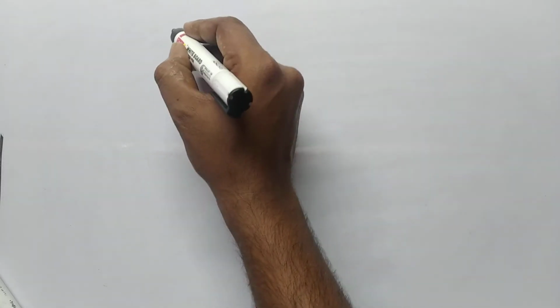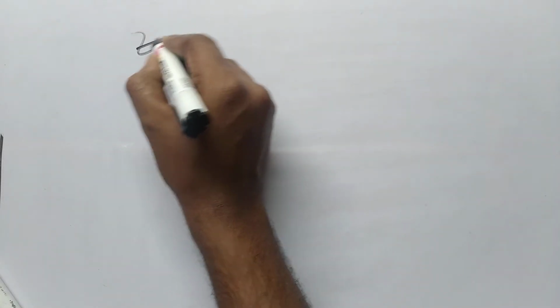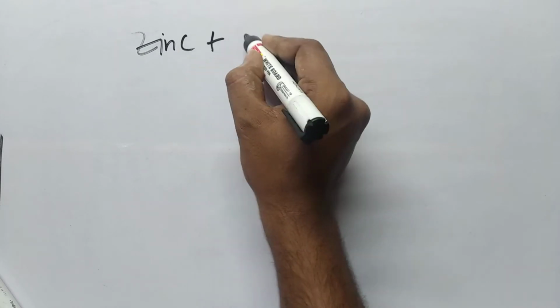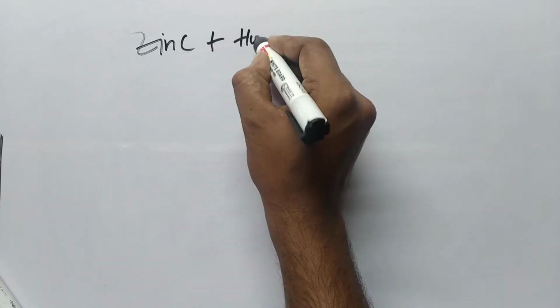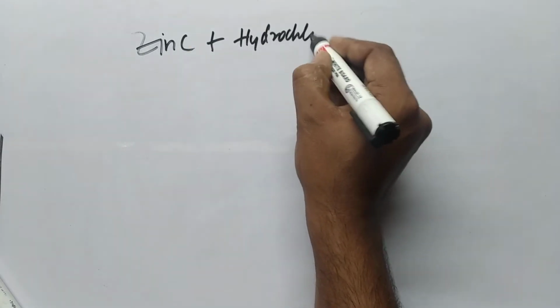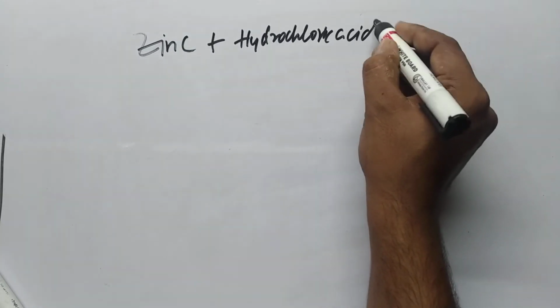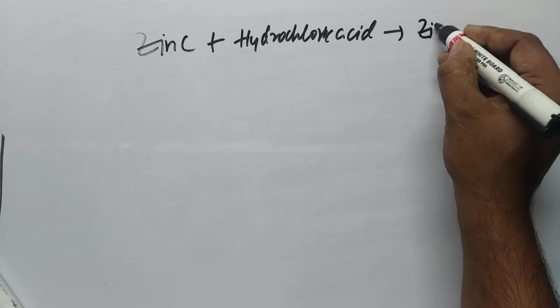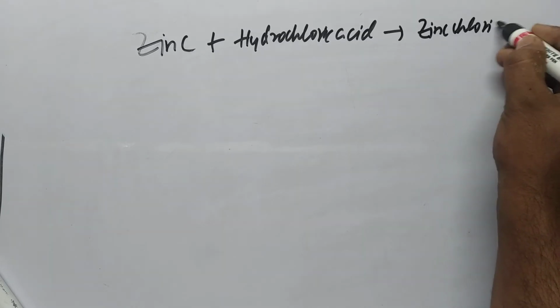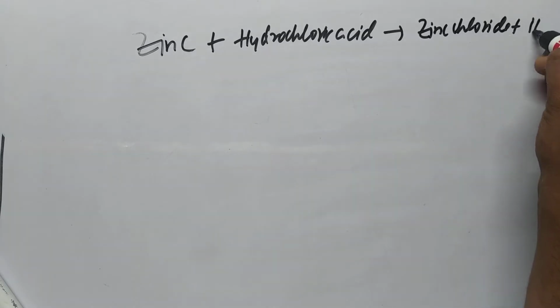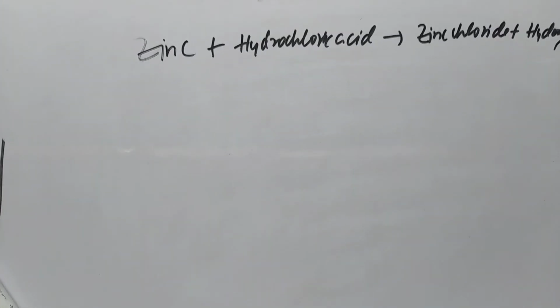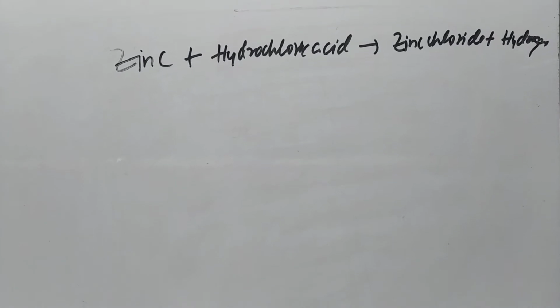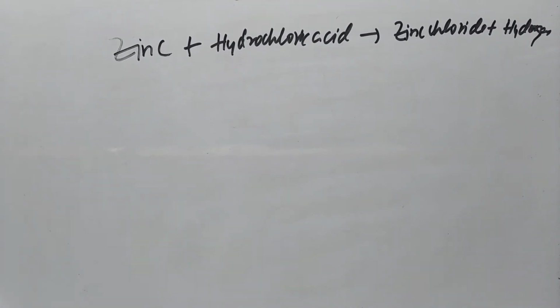Let me take the example of activity 3. In activity 3, zinc reacts with hydrochloric acid, and we get zinc chloride plus hydrogen gas. First of all, whatever is given here, we need to write the chemical equation.